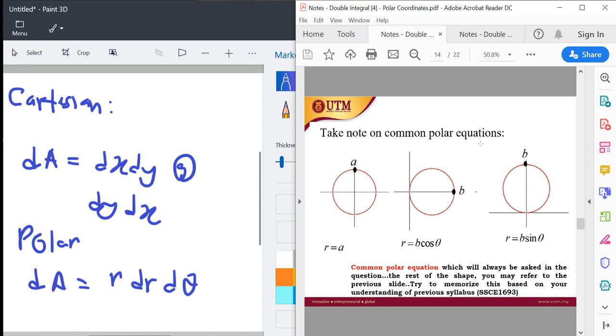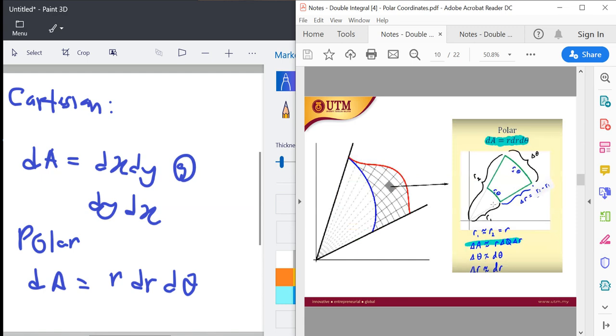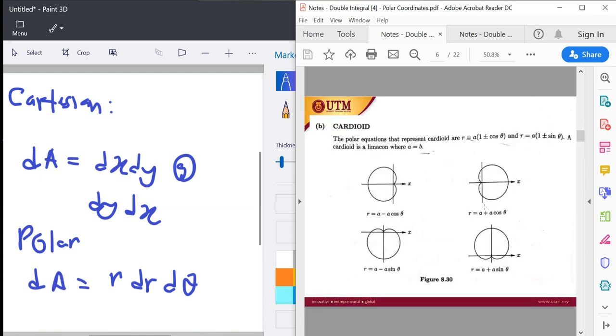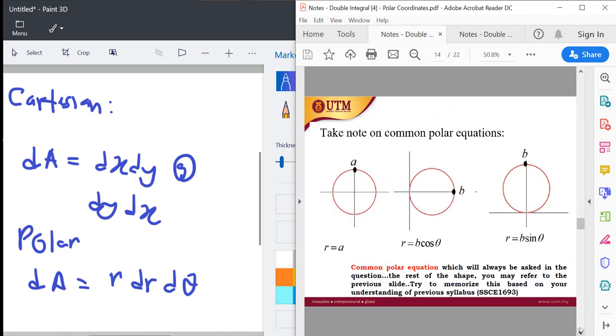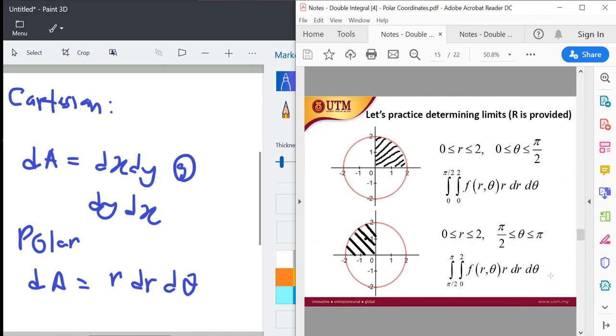So take note of common polar equations. If we have this kind of circle, obviously we know r, right? R represents the radius. If we have this shape on the y-axis, this is the value of r. The idea comes from all the shapes that you already learned previously in Engineering Mathematics 1.